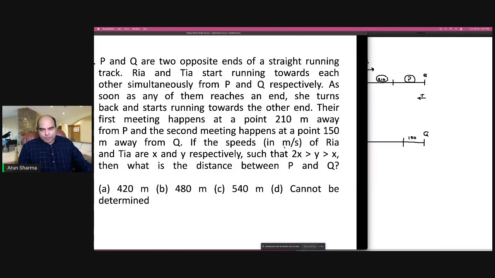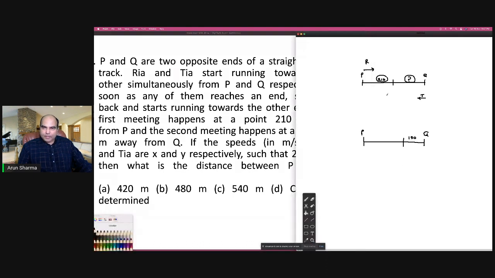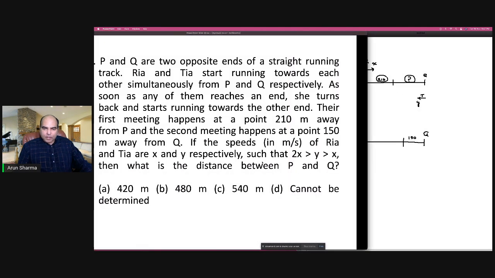So the speeds in meters per second of Ria and Tia are x and y. Now this tells me the speeds. Ria का speed x है and Tia का speed y है, respectively, such that 2x greater than y greater than x.